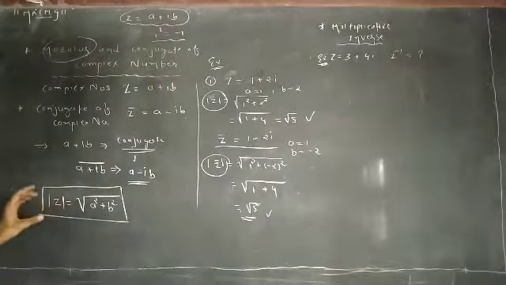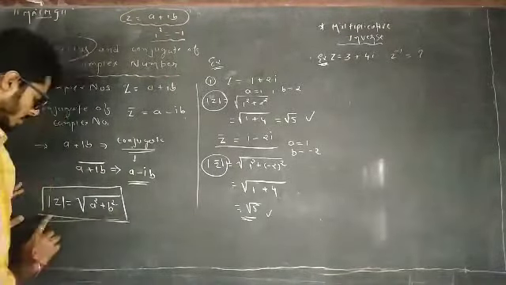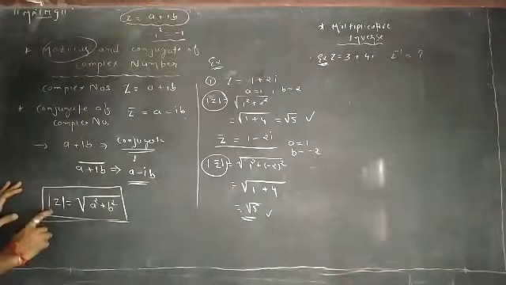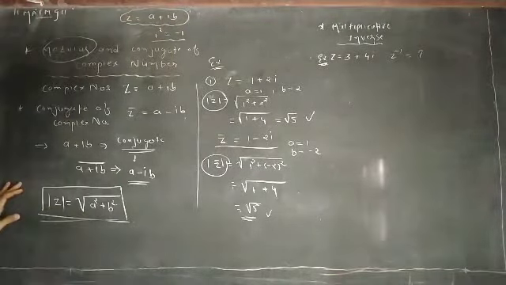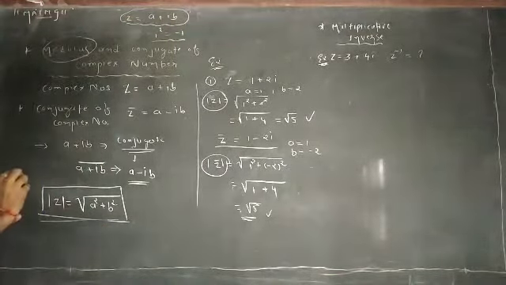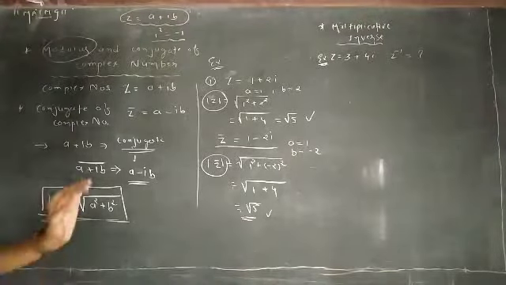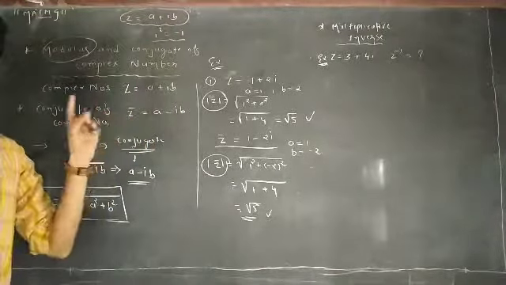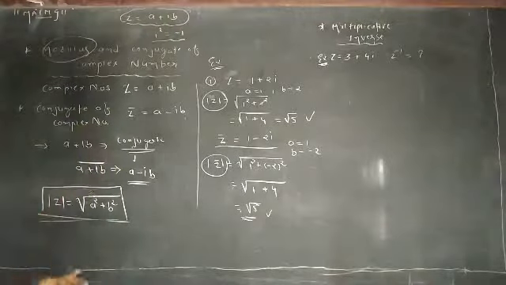So over here you have to remember that the modulus of z is given by under root a square plus b square, and for the conjugate of that complex number, you only have to change the sign of the term having i.